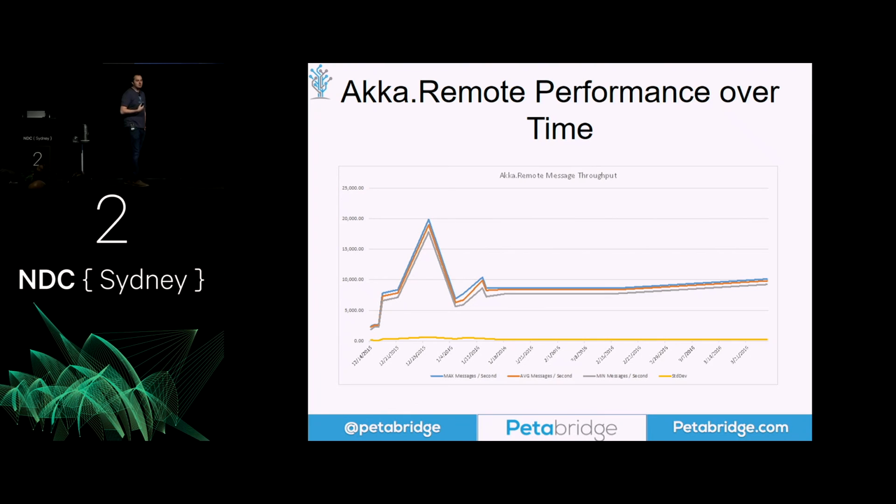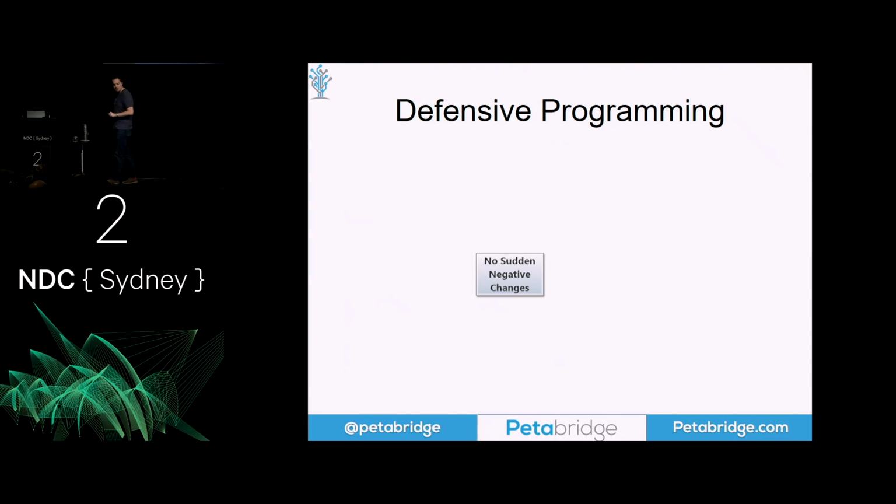So really, NBench was a tool that we wanted to use to sort of create a culture of measuring and testing against performance. I look at performance testing as actually a type of defensive programming to some extent. What we want to try to avoid are sudden negative changes in the system. Memory consumption being one example.